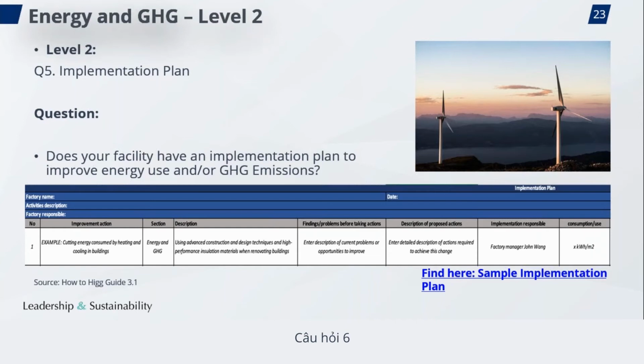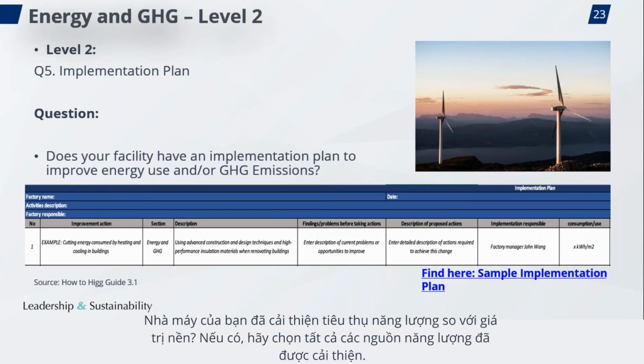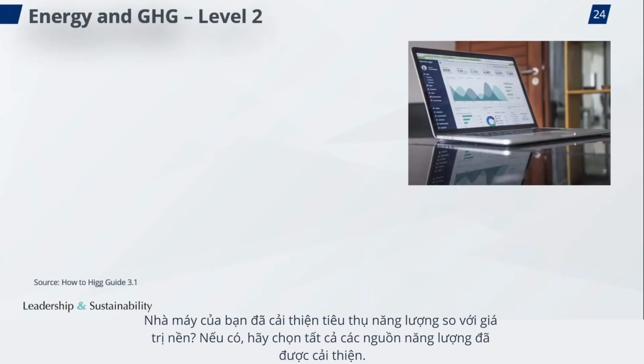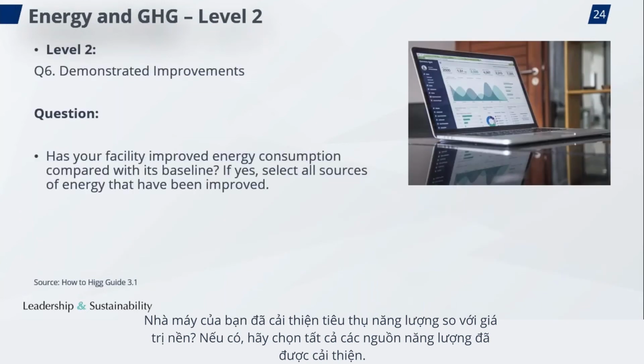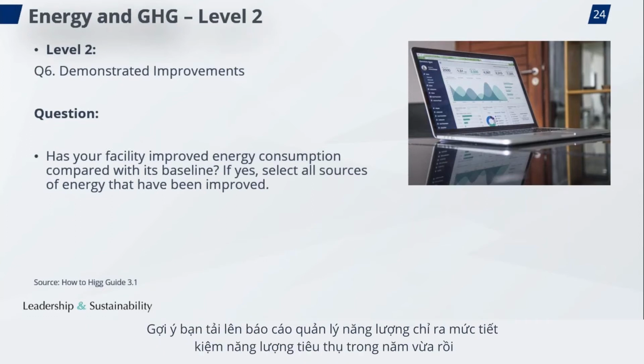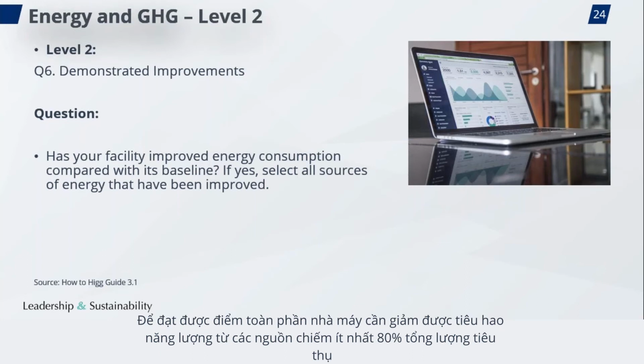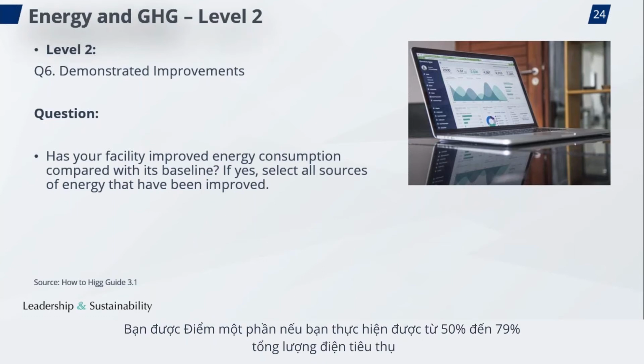And then question 6, has your facility improved energy consumption compared with its baseline? If yes, select all sources of energy that have been improved. So here it is suggested to upload an energy tracking report showing reductions for energy sources from the last calendar year. And again, to achieve full points here, if reductions have been made in the last calendar year, then you have to have savings that make up 80% or more of your total energy use. And you get partial points if you have between 50 and 79%.